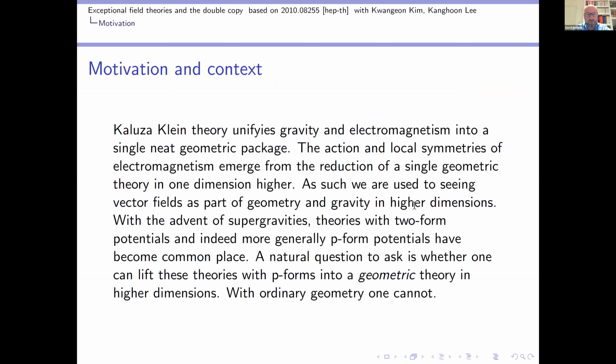And what you get when you do that is another geometric theory. You get gravity back. But you could have asked the question, given the fact we've got all these supergravities, where we don't just have electromagnetism, but we have higher form potentials and higher form field strengths. What's the equivalent of Kaluza-Klein theory? What is a geometric package for combining metrics and higher p-form potentials?